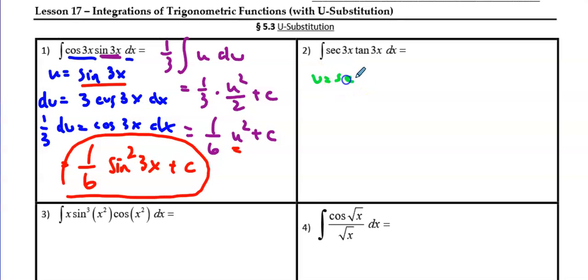So let's make u equal to secant of 3x. Well, if I want to do that, then my derivative of secant of 3x is going to be secant 3x tangent 3x. Just again, we don't have another secant, right?